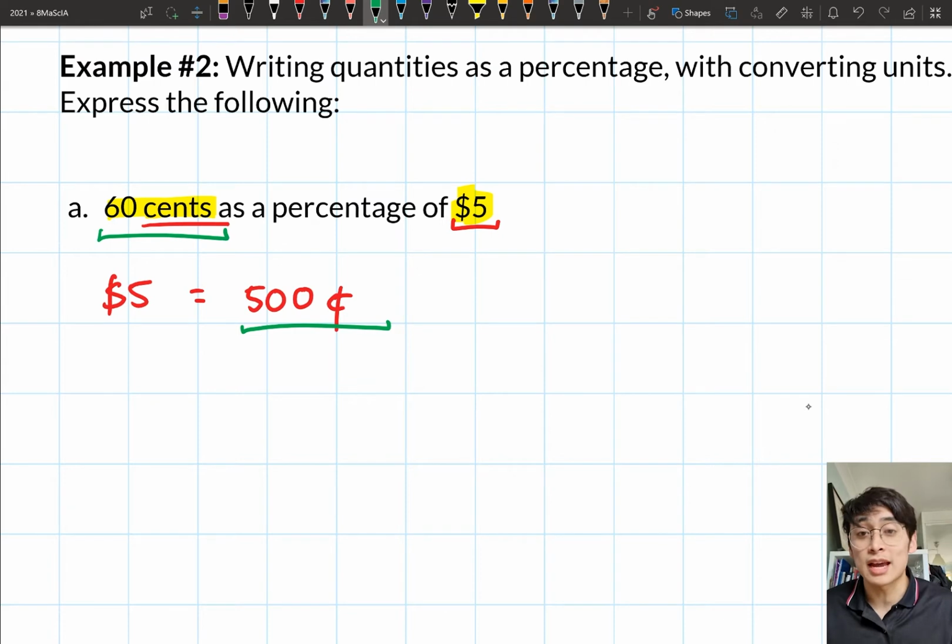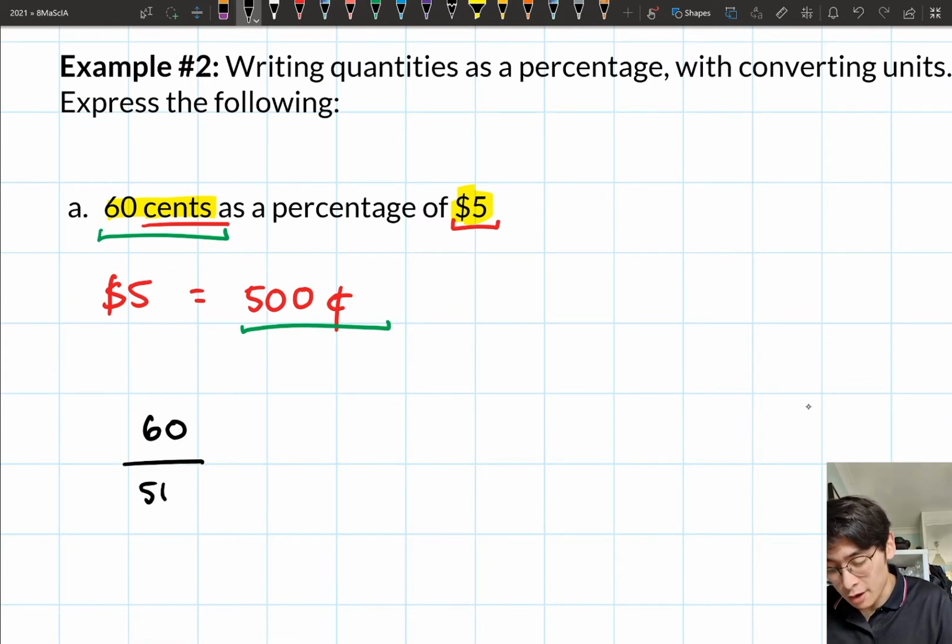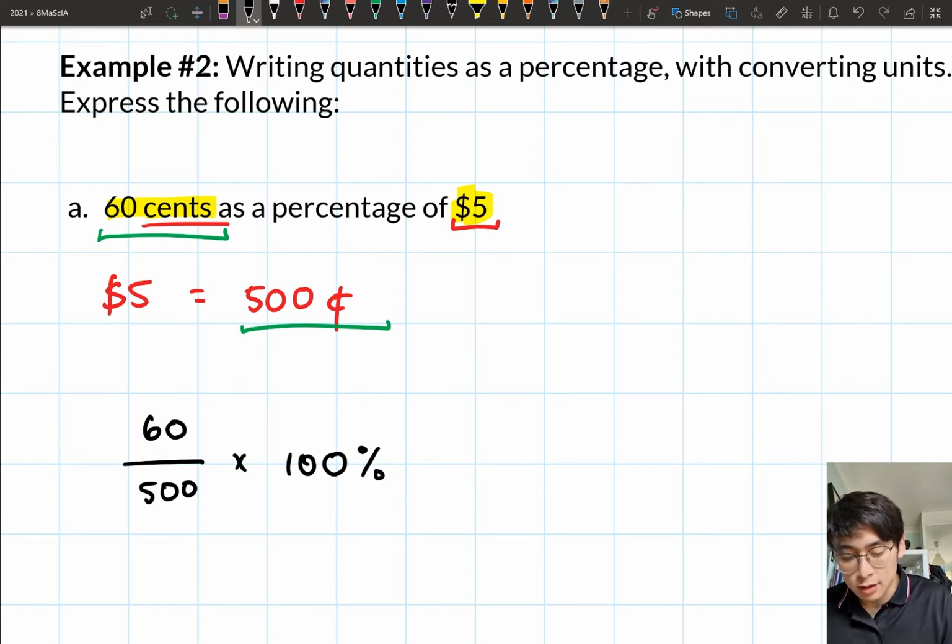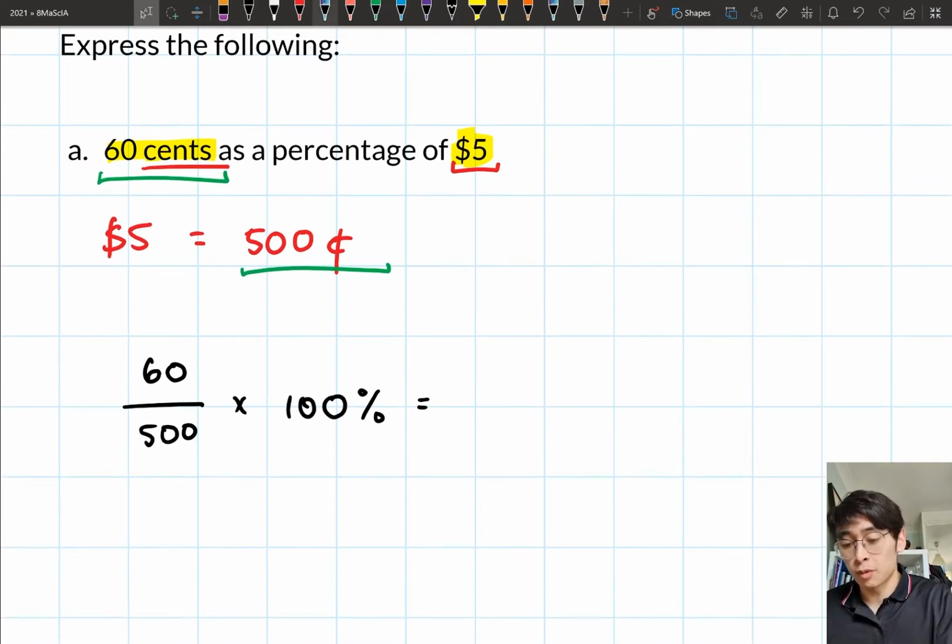And we can just do the exact same steps that we did before. 60 cents as a percentage of 500 cents. So I'm going to write here 60 over 500. That's my writing as a fraction. Then we're going to multiply that by 100% to convert it to a percentage. So let's go through the steps. We're going to try and simplify. 100 and 500 have a common factor of 100. So 100 goes into 100 one time and goes into 500 5 times.